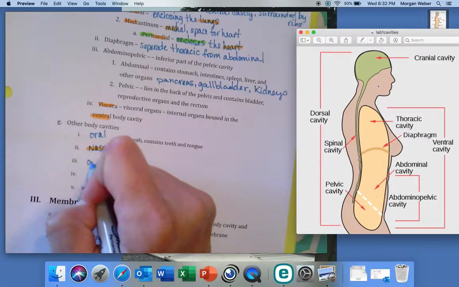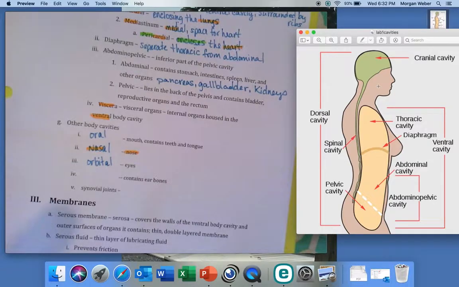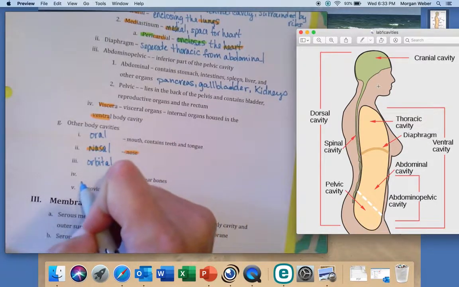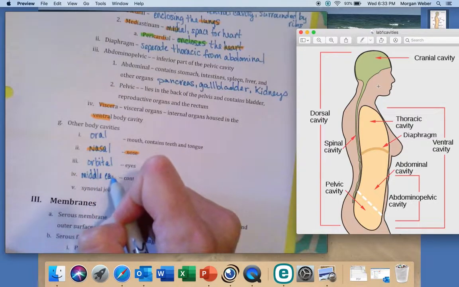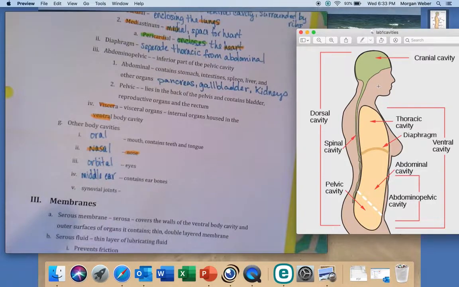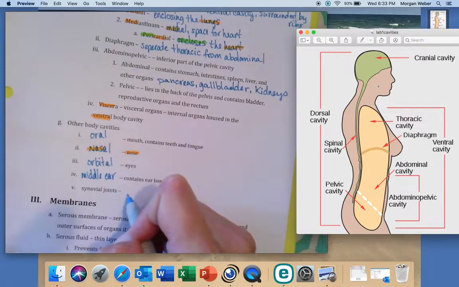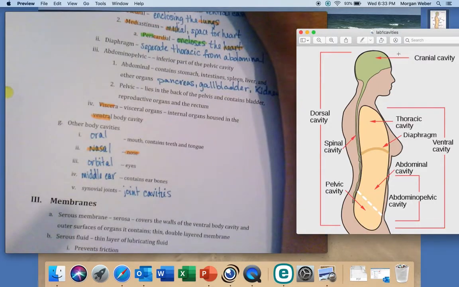My eyes is the orbital. Remember, orb is going to be circle. And then the ear bones. We haven't talked about the ear ones yet. And that's going to be, of course, I would hope you would know, the middle ear. And then the last one, we won't get into much this chapter. But we will look at the synovial joints, which are my joint cavities or spaces for the joints. All right, we are going to stop here.